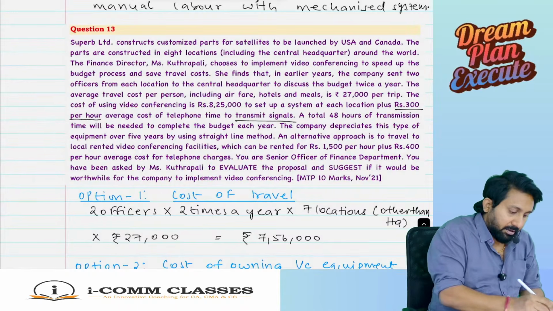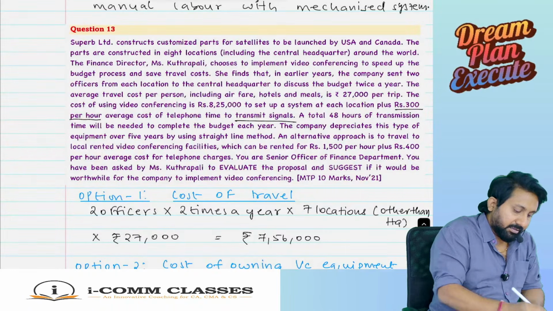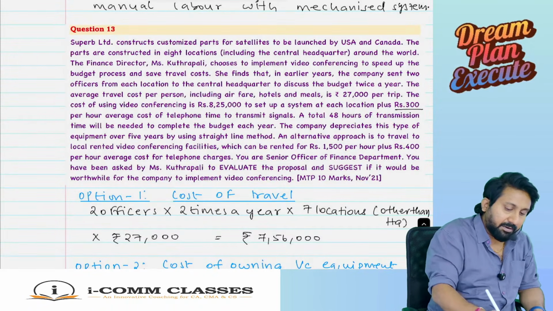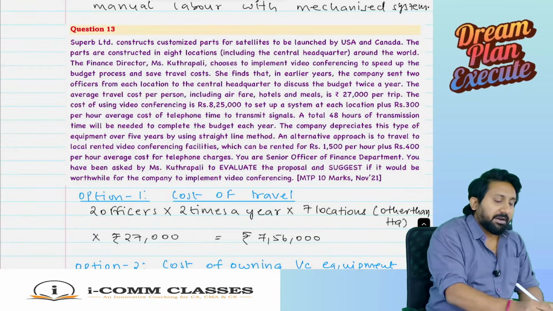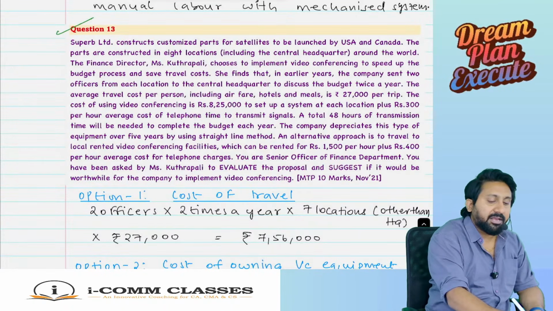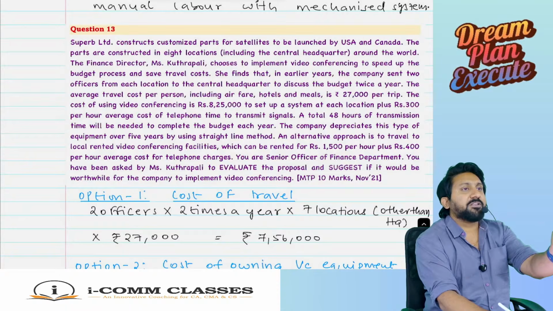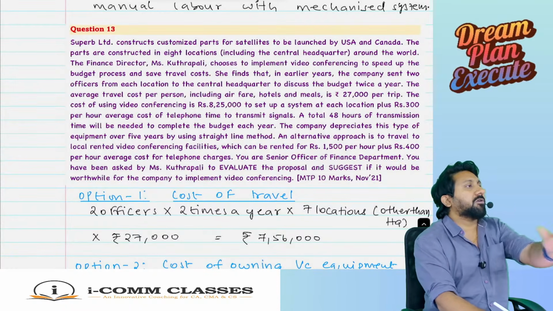So anyway, we completed question number 13. Again, a question that has come for 10 marks in examination. Everyone please confirm, have you all understood this particular question clearly? Tell me, what is the difference you found in travel cost and video conferencing cost?